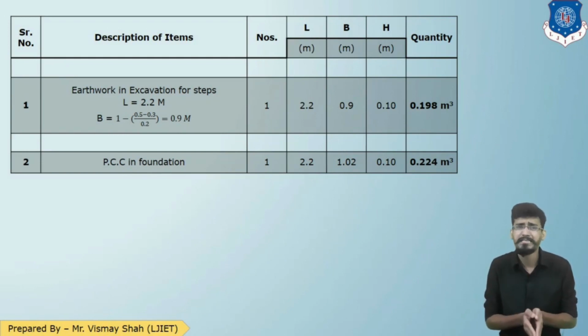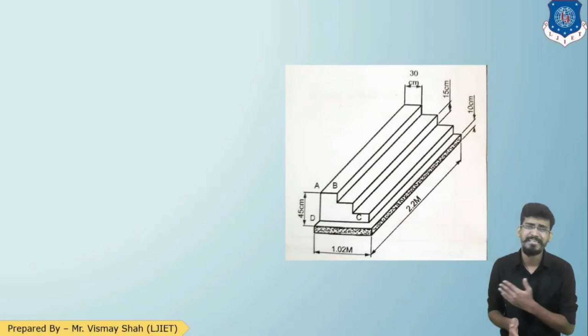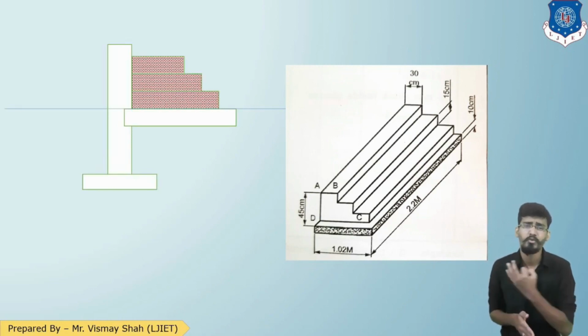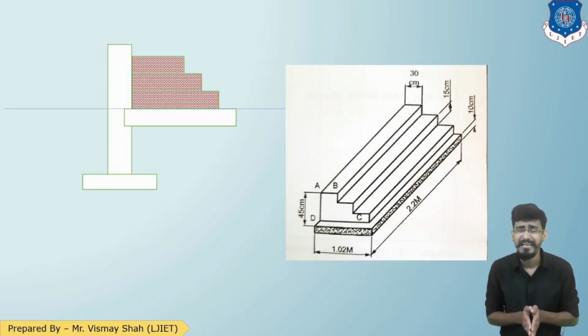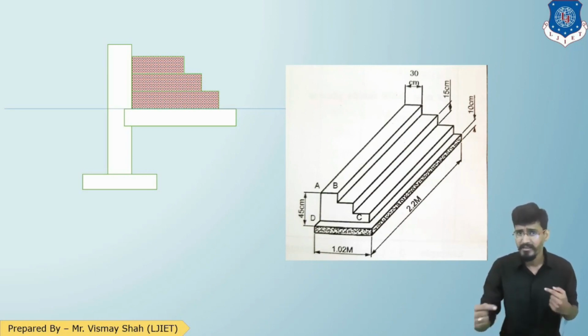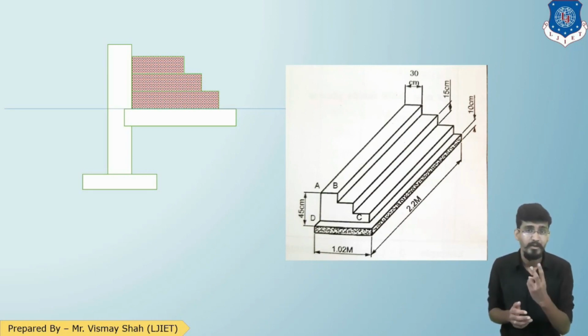Now the third quantity is brickwork. As you can see in the figure, that is a 3D representation of the steps in which dimensions are written. Let me redraw the section. There are 3 steps looking like this. The bottom will be 90 centimeter having 3 treads. Above that 60 and above that 30. The riser is 0.15. The length of the step is 2 meter. 2.2 was with concrete. Now I am talking about the steps only, that is only 2 meter.